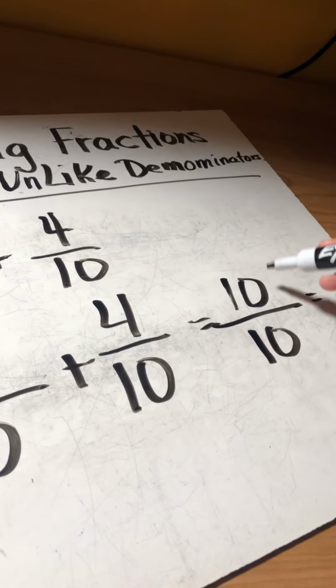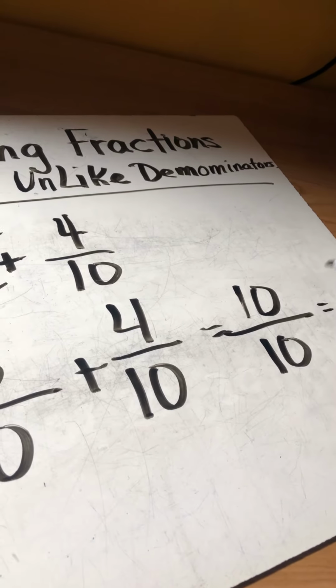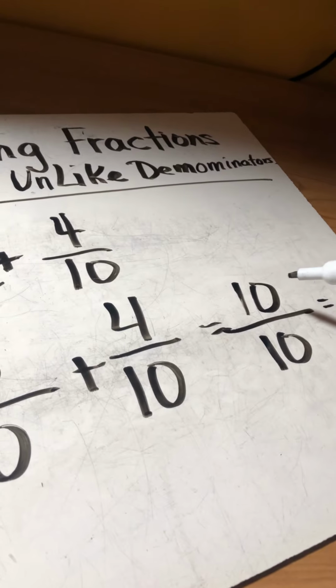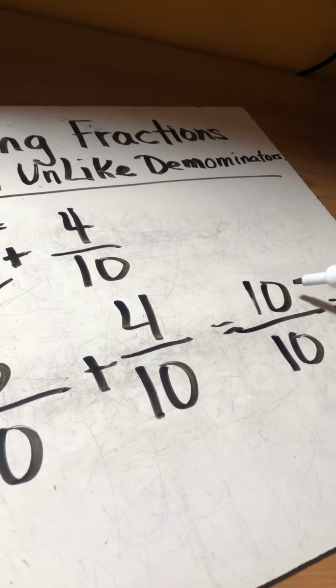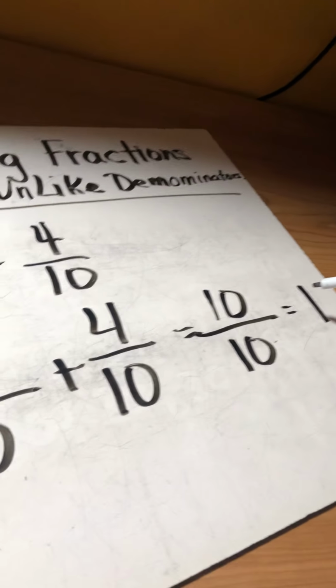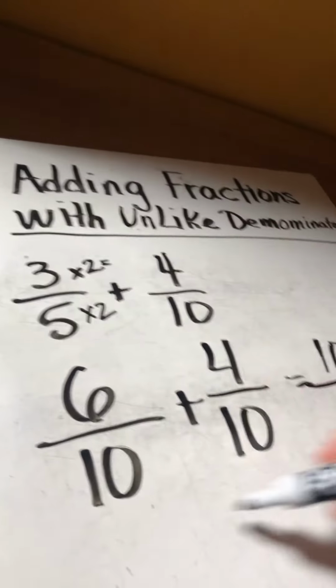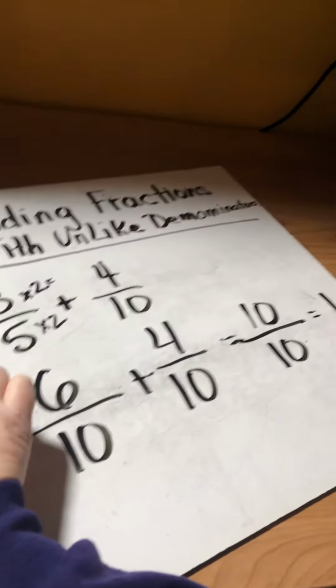Anytime you have the same number on the top and you have the same number on the bottom, it equals 1. Because when we divide 10 divided by 10, it equals 1, all right? So when you have the same as the bottom, it equals 1 whole, all right? So the answer to this problem is 1, all right? It took us a little steps to get there, but we got there.